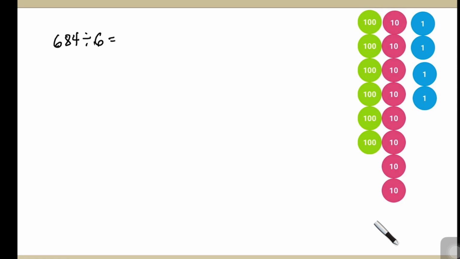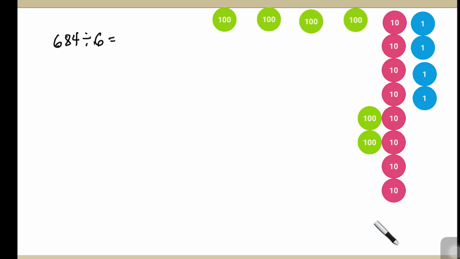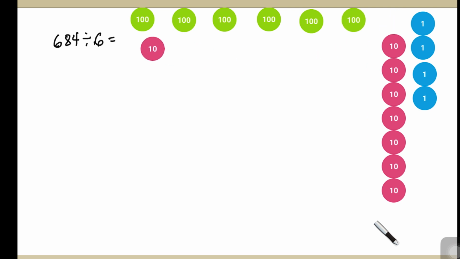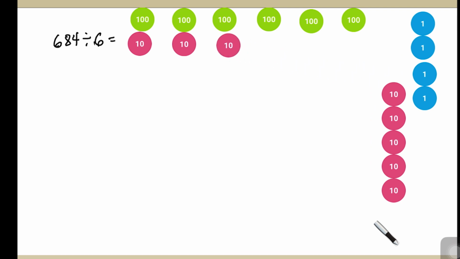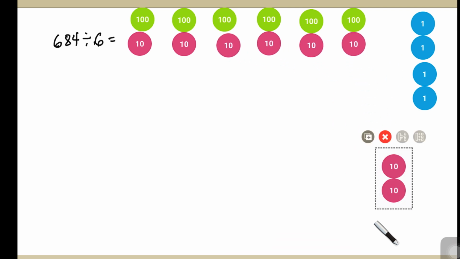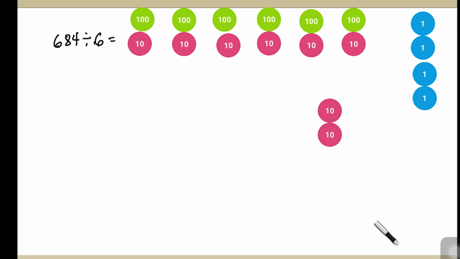So we will be dividing each place value into 6 equal groups, starting from the highest place value, which is the hundreds place. So 6 equal groups: 1, 2, 3, 4, 5, and 6. Alright, and then since there's no remainder in the hundreds place, we proceed to the tens place. So dividing this into 6 equal groups will give me 1 ten in each group, but I am left with 2 tens as a remainder.